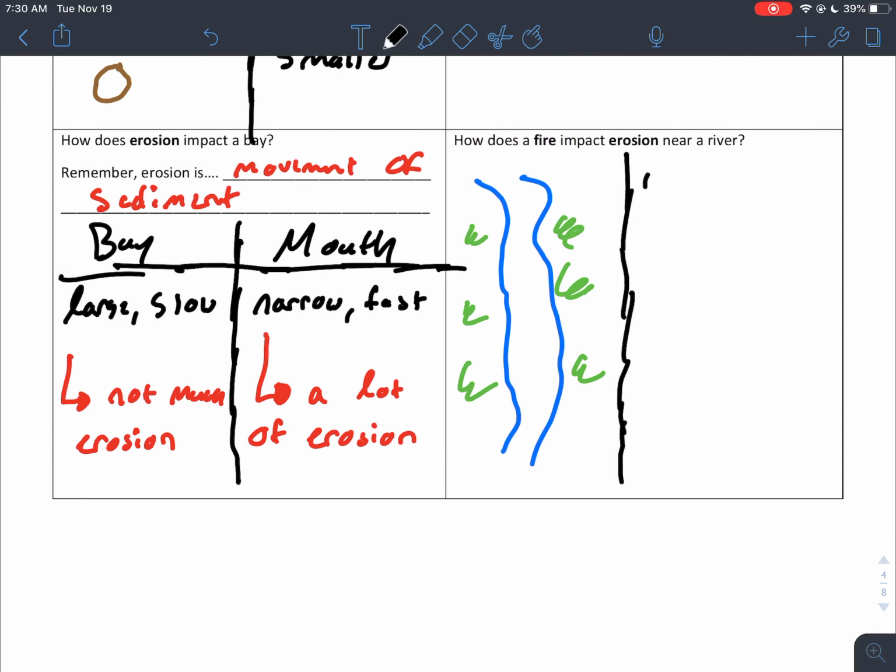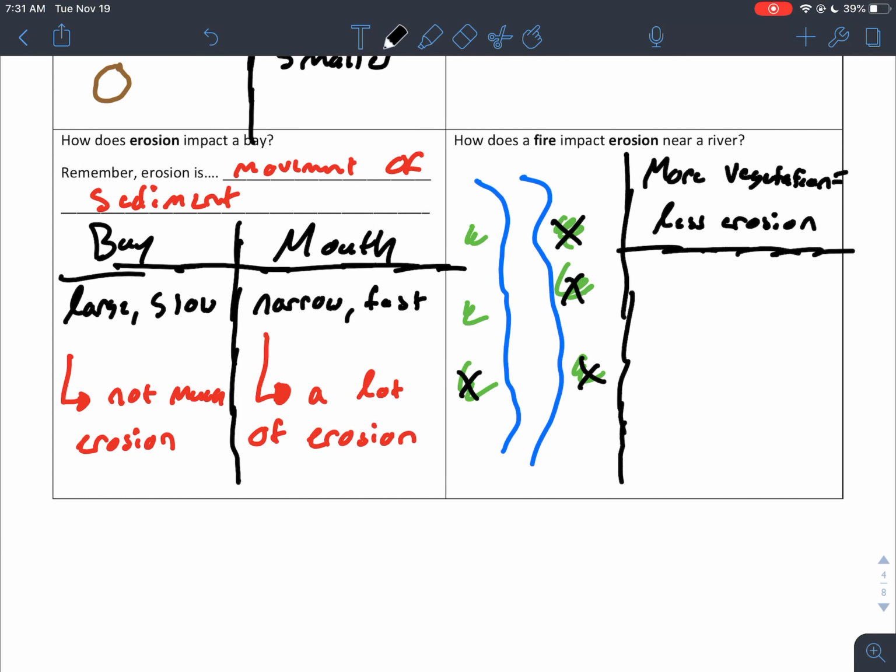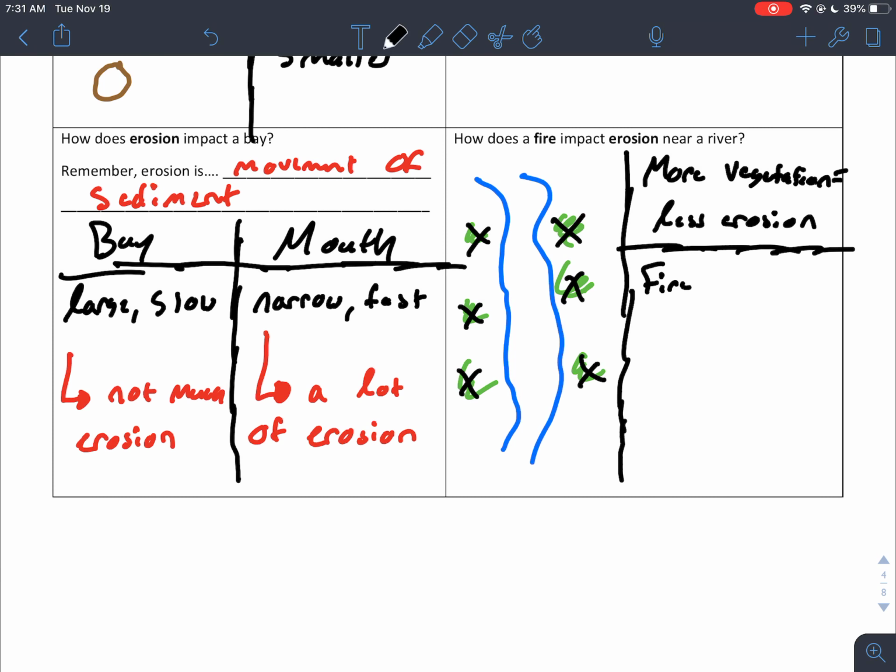So we're going to come over here and we're going to write more vegetation equals less erosion. So if there's more stuff in the ground, it's going to keep that soil held in place. But if you start to destroy your vegetation, put X's through it. For a fire, if fire burns up all the plants and trees around that river, well, guess what's going to happen? Here's what we're going to do. We're going to say fire. Fire destroys vegetation.